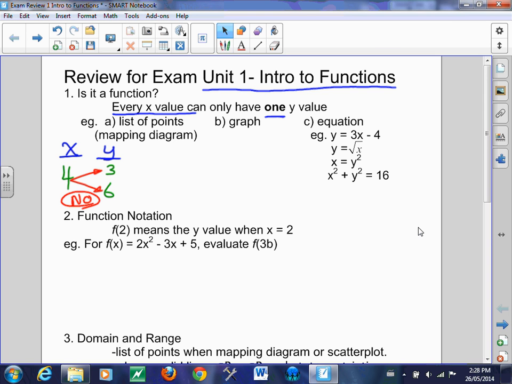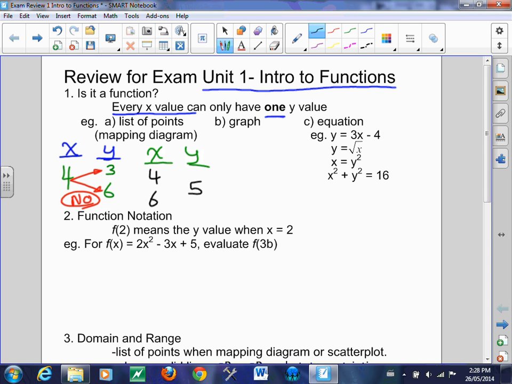Okay? Likewise, if I do the opposite way, so say I've got x and y, and what if I choose 4 and 6, and they both go to 5, something like this. Does each x have only one y? Yes. So that is an example of a function.